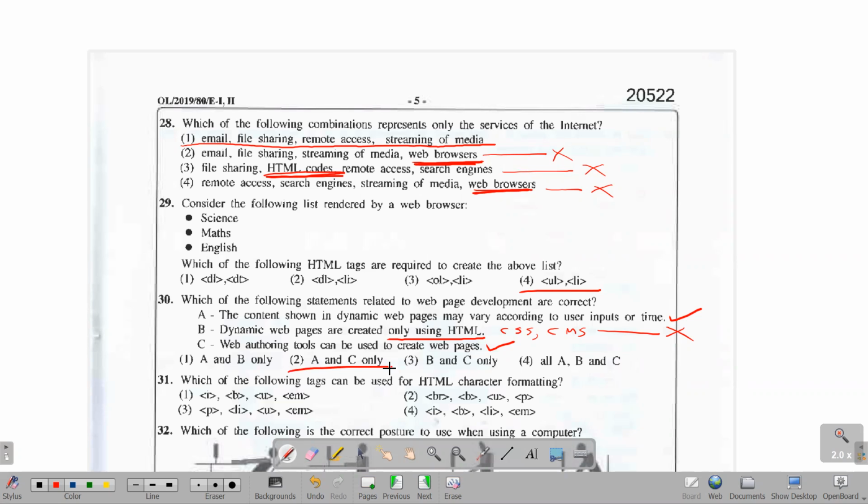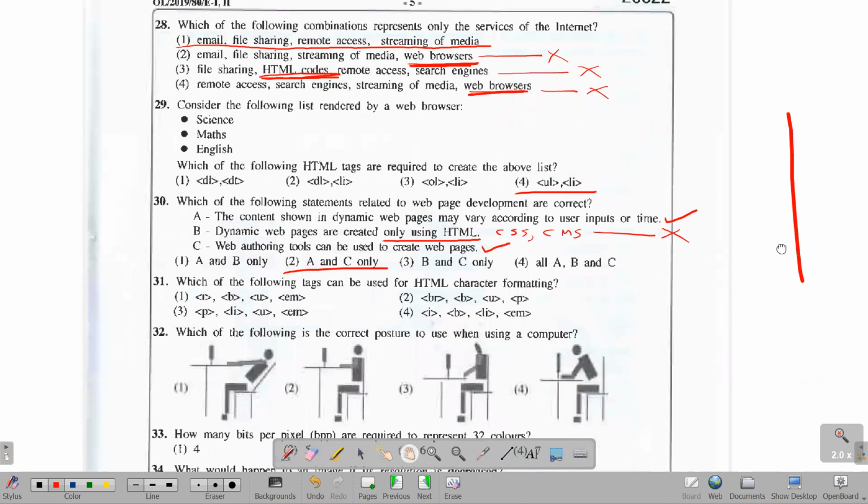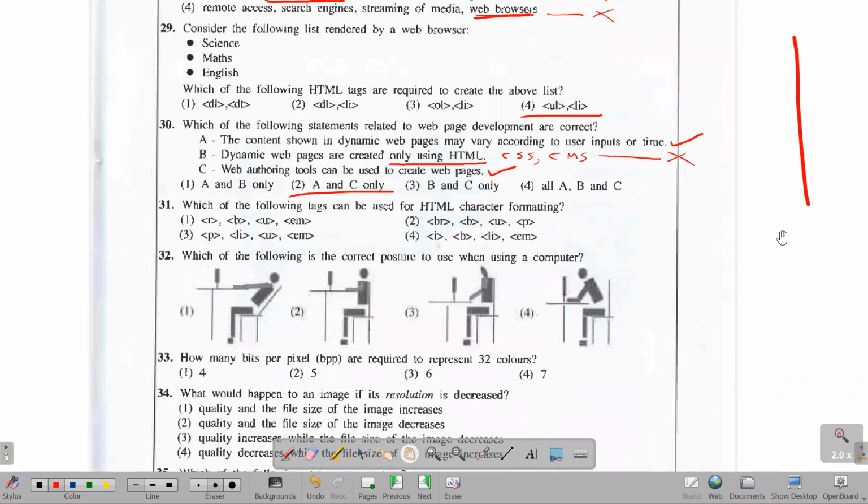The second one. All right, people, we are done up to the 30th. Any questions regarding that? Is that clear? Okay, so let's move forward.